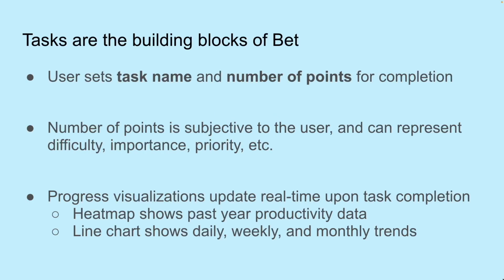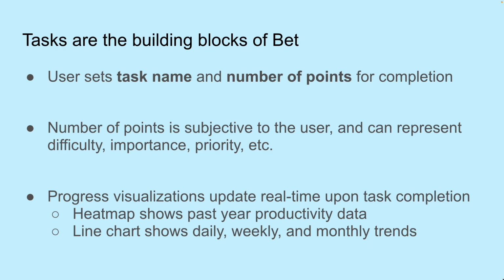The fundamental entity of Bet is the task and contains several key features. To create a task, the user sets the task name and number of points for completion. The number of points is subjective and could be used to represent any characteristic the user feels is useful to track, such as difficulty, importance, priority, and more.